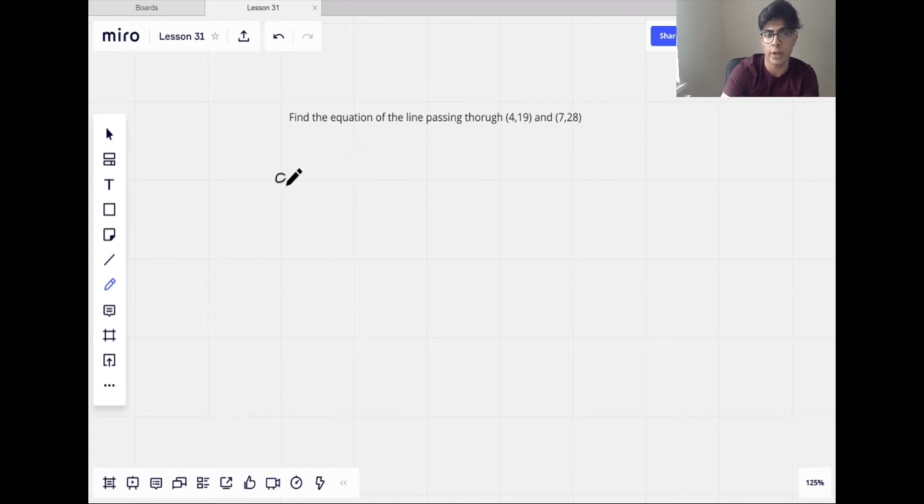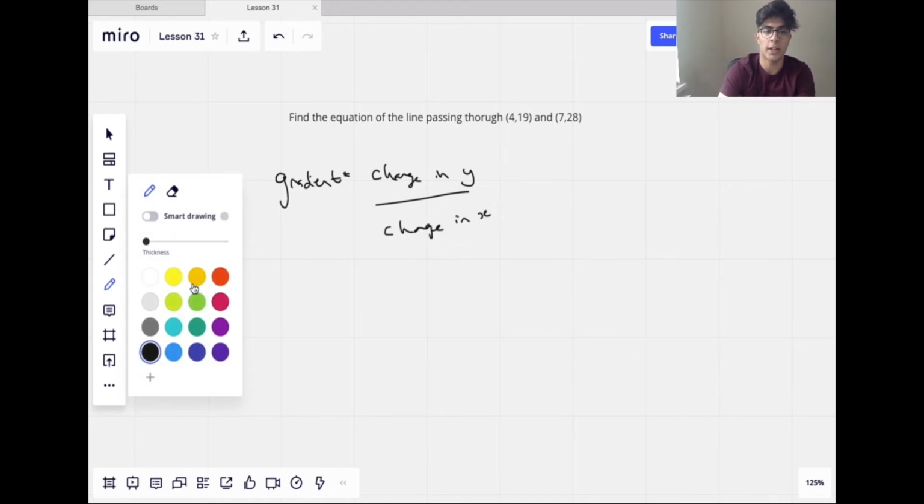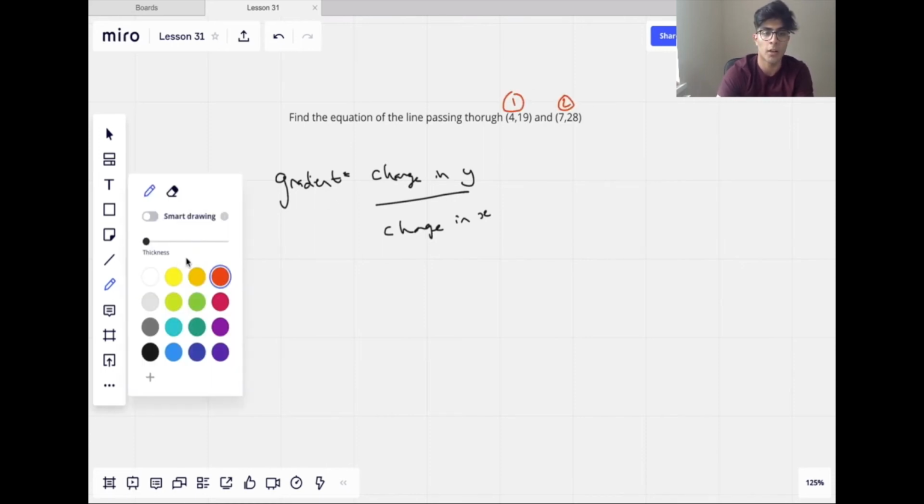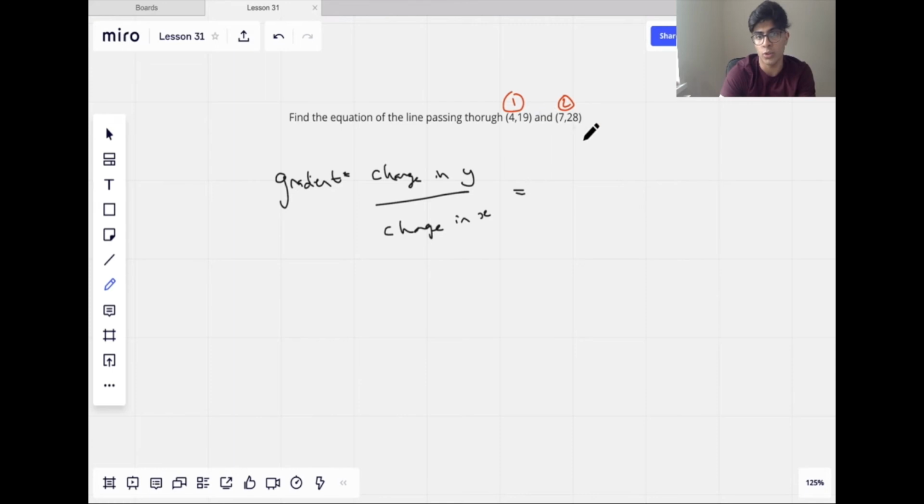So the first thing we do is say gradient is equal to change in y over change in x. What I like to do is label these 1 and 2. Okay, so change in y is equal to, so we look at the second number. What I've done so many times is confused my x's and y's and lost so many marks for that. So we look at the second number, 28, the second number in the second bracket, minus 19.